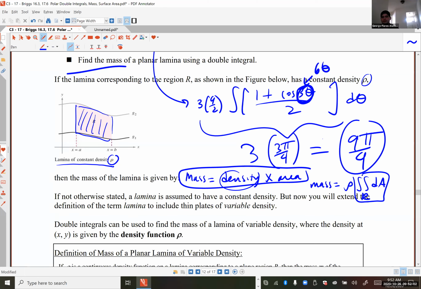Yeah, that would work. Now, here's the thing though. Usually your density is not constant. We're not doing volume, David, we're doing area. When you have a double integral with a 1 as its integrand, that represents area.